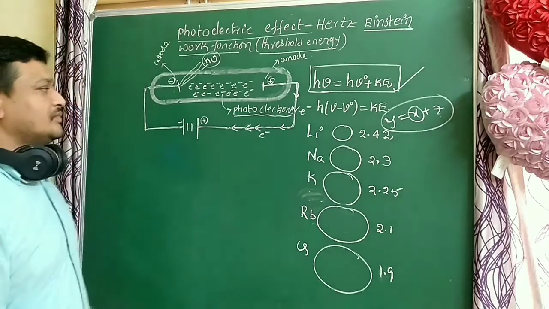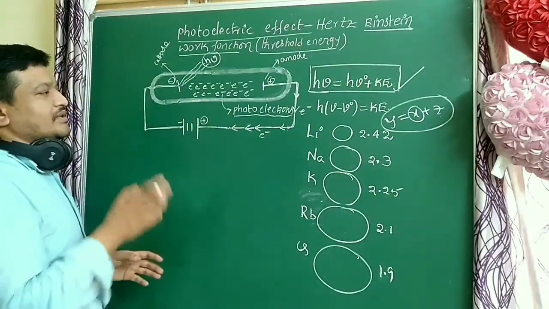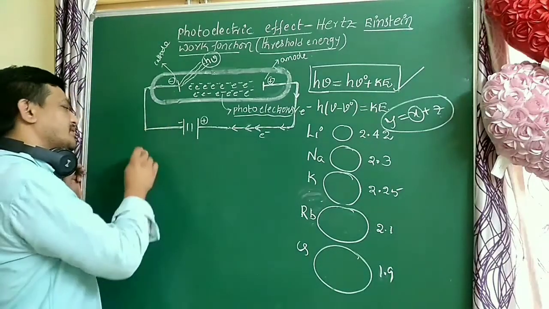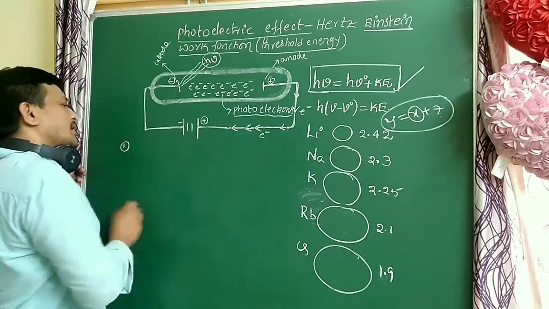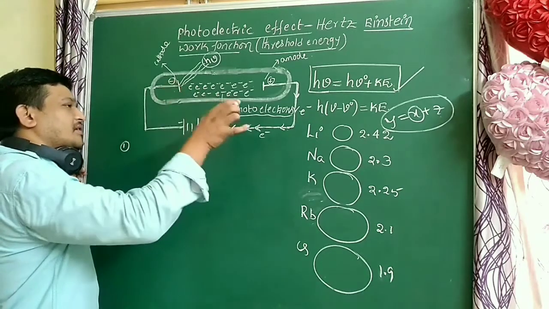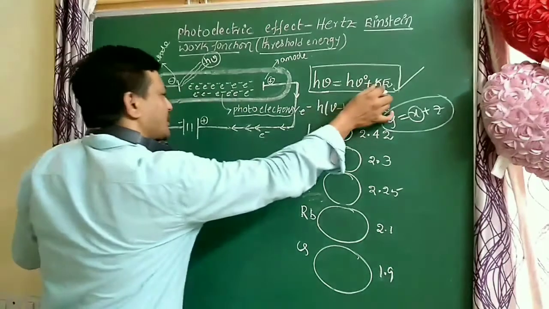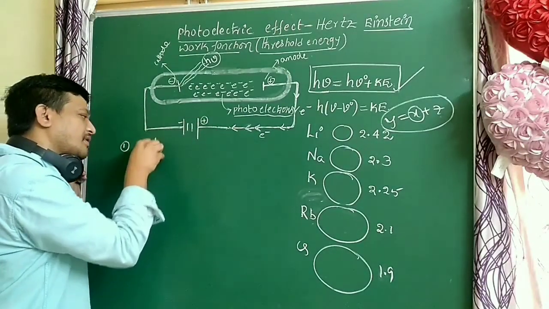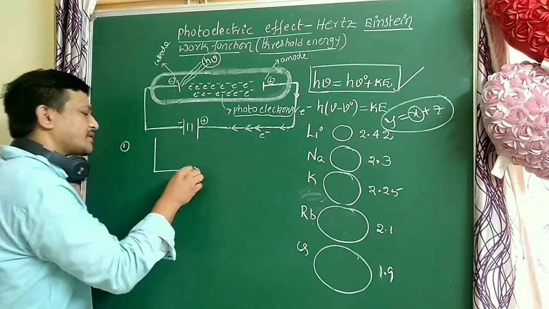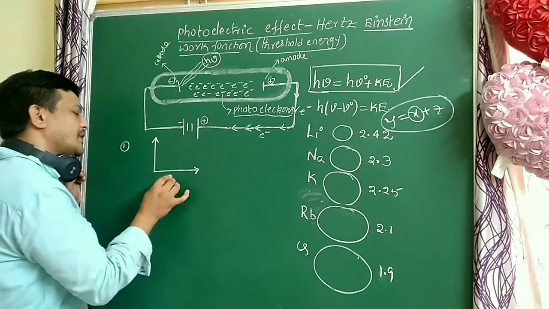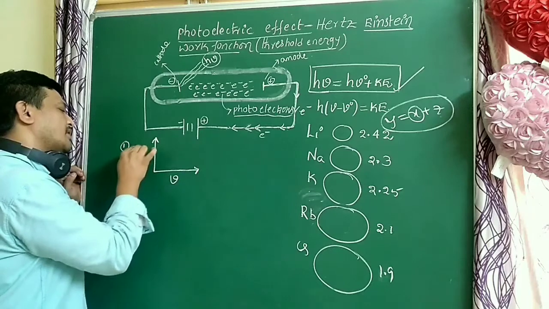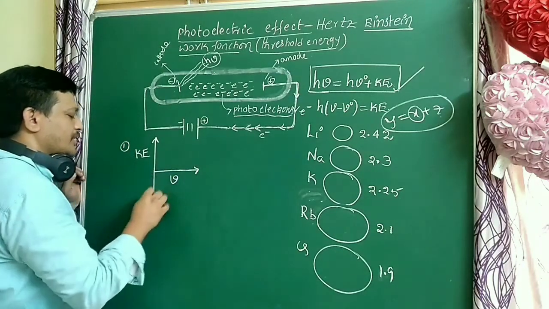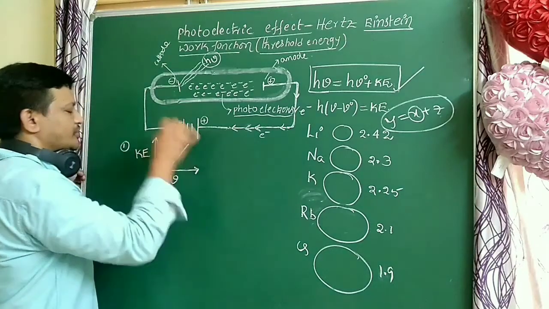So next, some important points or conditions are there for this. The kinetic energy of photoelectrons depends only on the frequency of radiation, but does not depend on the intensity of the radiation. Here the graph gets a negative intercept and a positive slope.